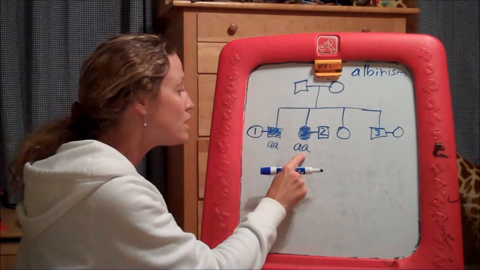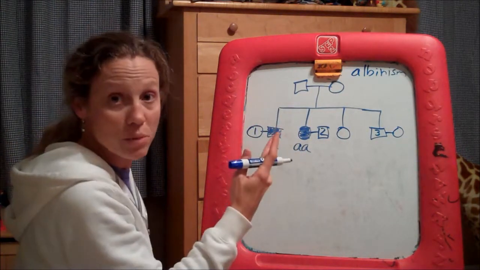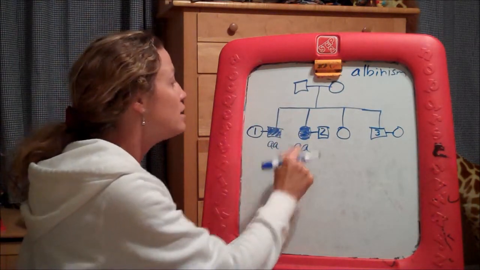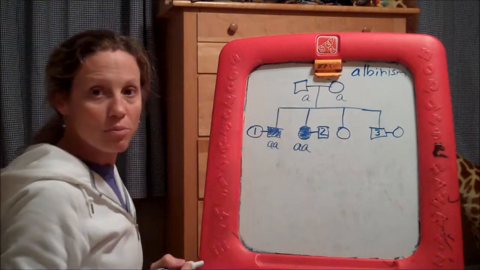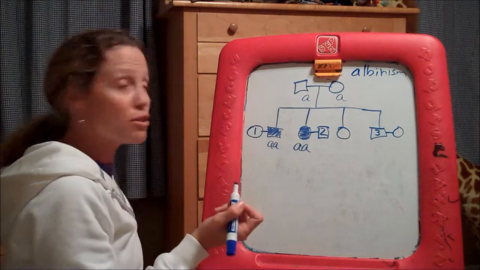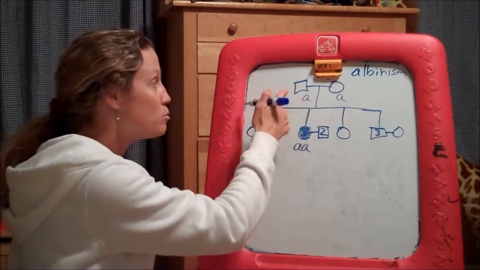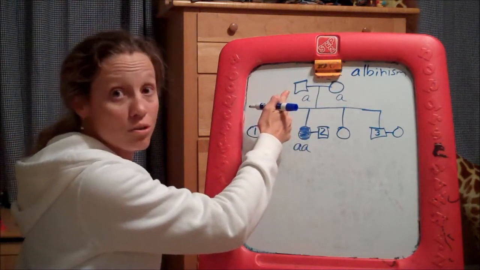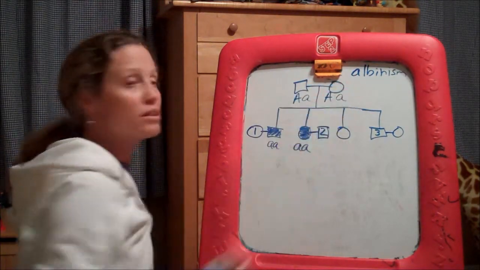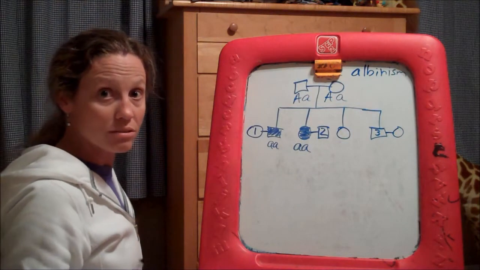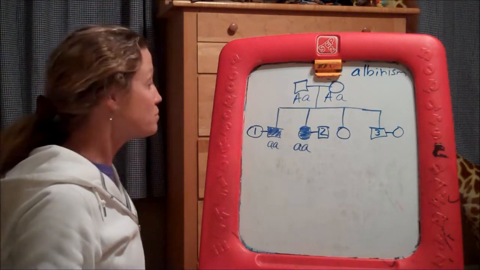Where did that little a come from? This is backwards Punnett squares. That little a had to come from one parent, and the other little a had to come from the other parent. Do we know what their other allele is? Yes, we do, because are they albino? No, they're not, because they're not shaded. So that means they have to also have the dominant allele. Okay? Cool? That's not so bad.